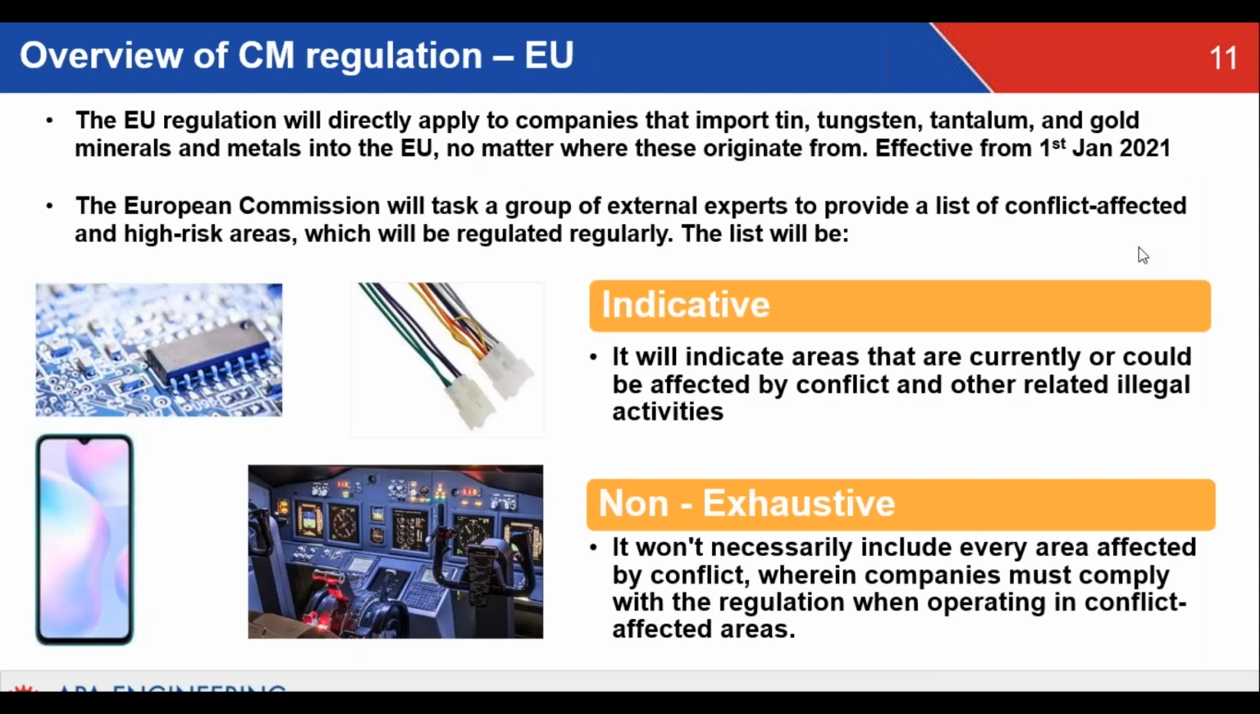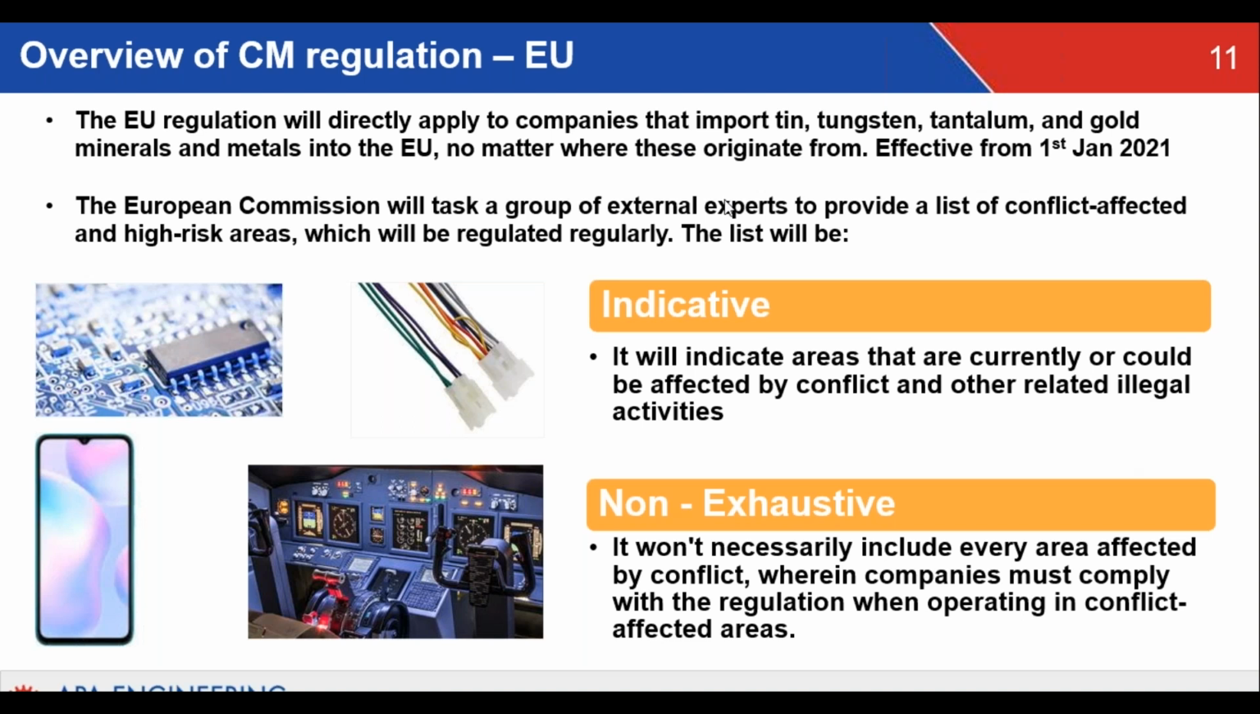And while the US was a starter of conflict minerals regulation, we also have the same regulation within the European Union. And there's a lot of difference between the regulation that has been carried out in these two global economies. In the EU, the regulation will directly apply to all the importers of the metals or minerals. So this basically came into effect from 1st Jan 2021. And in the European Union, they also had a commission. In the commission, they had a group of external experts who provide a list of conflict affected and high risk areas. So the list is divided into two.